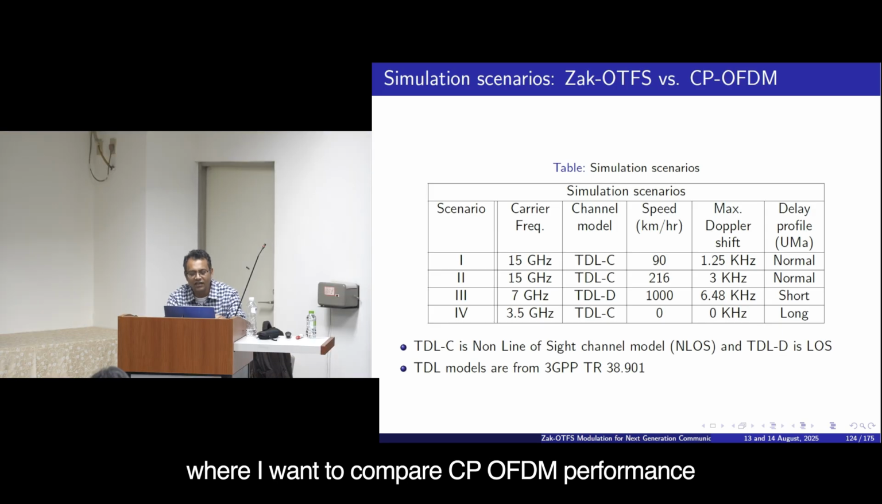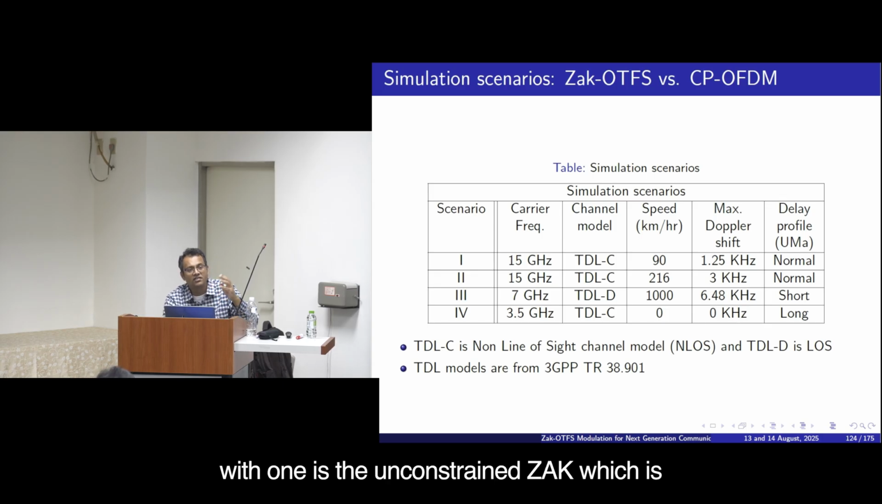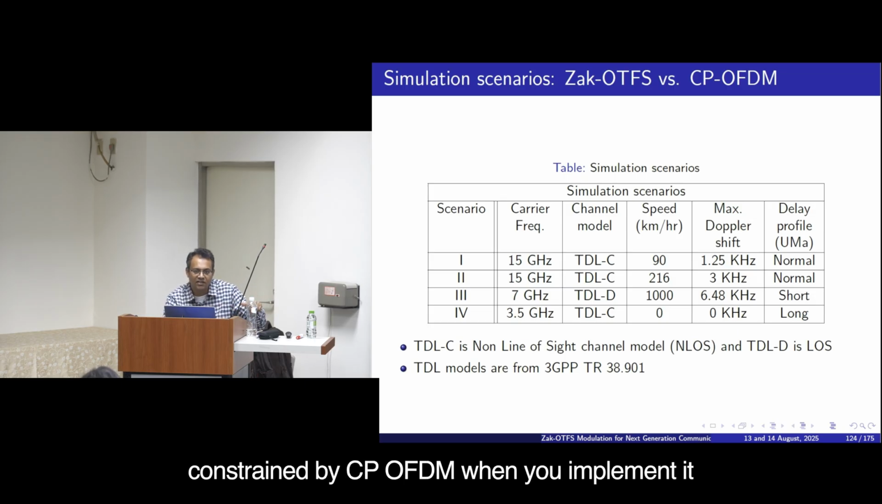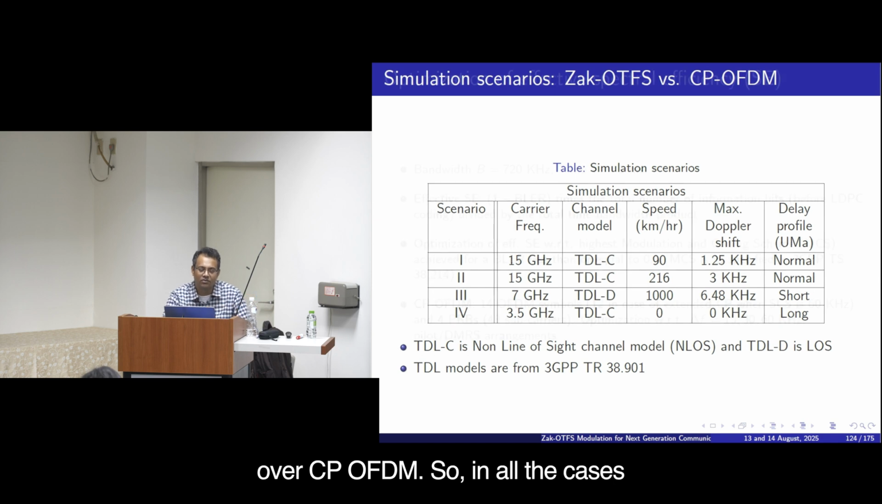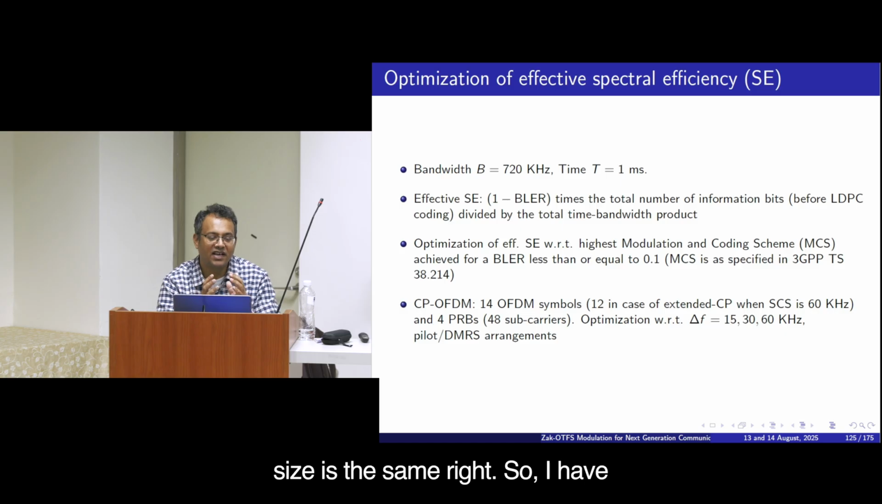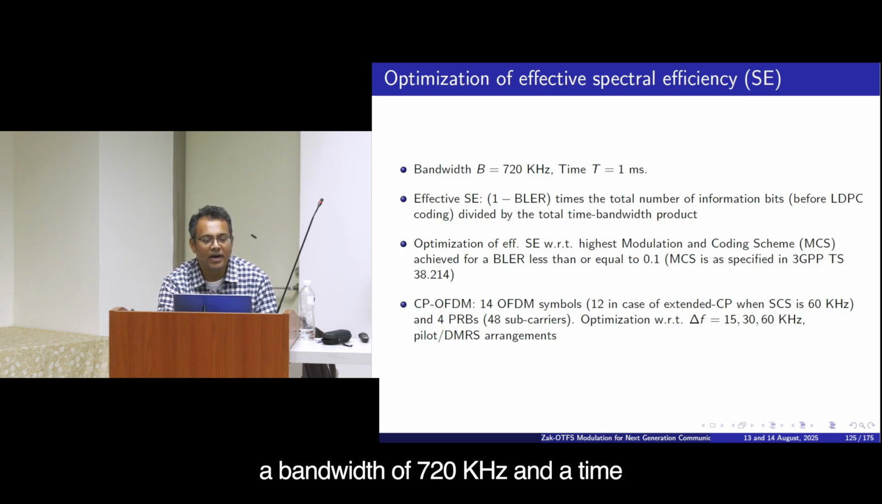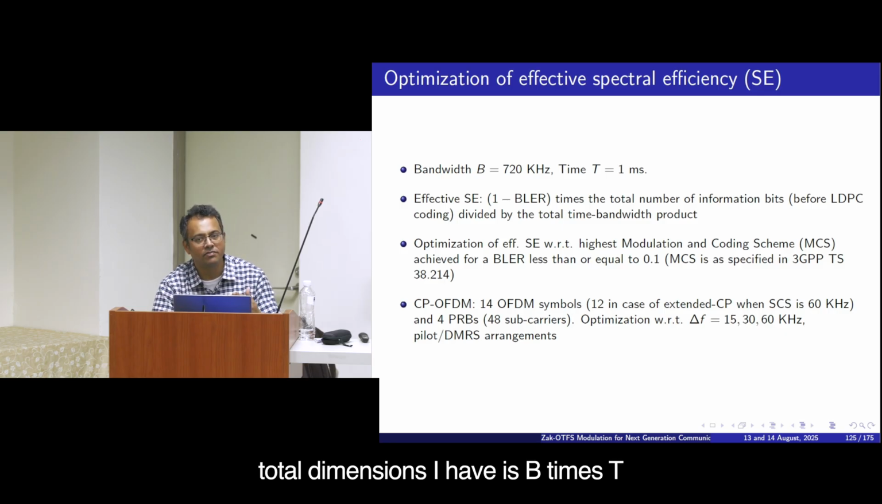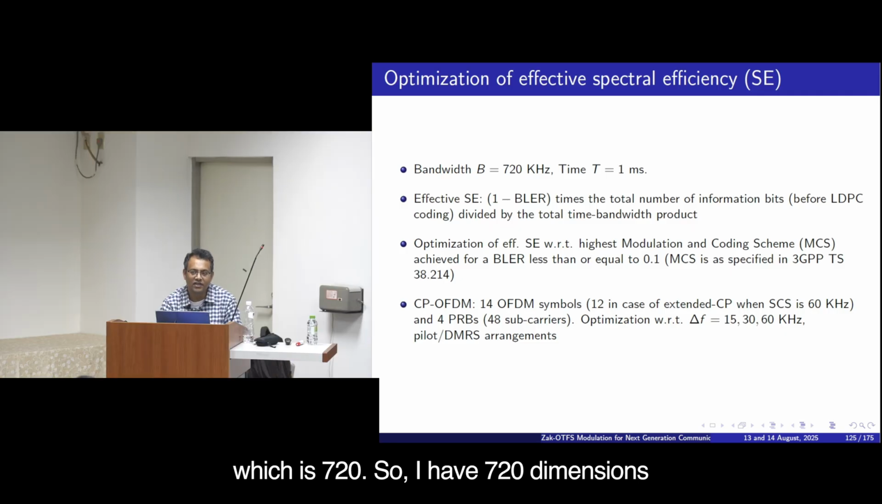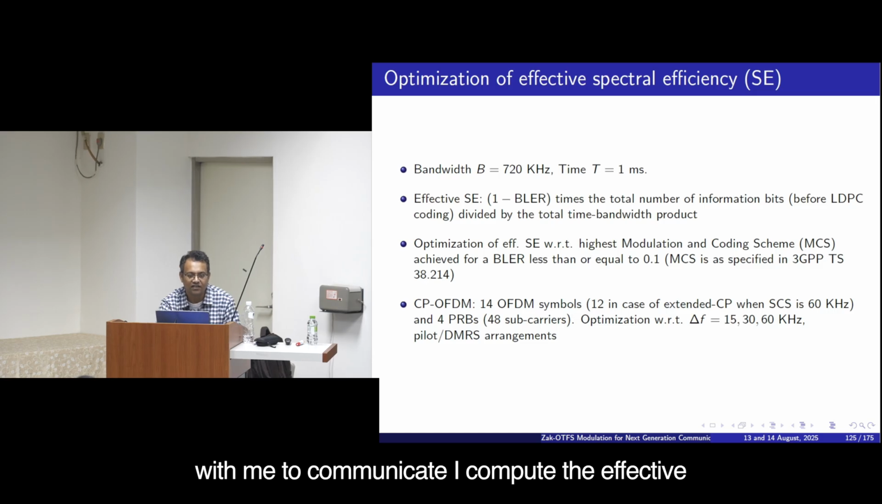So these are the 4 scenarios where I want to compare CP-OFDM performance. One is the unconstrained ZAC, which is totally unconstrained. The other one is constrained by CP-OFDM, when you implement it over CP-OFDM. So in all the cases I have to make sure that the packet size is the same. So I have a bandwidth of 720 kilohertz and a time duration of 1 millisecond, which means the total dimensions I have is B times T, which is 720. So I have 720 dimensions with me to communicate.